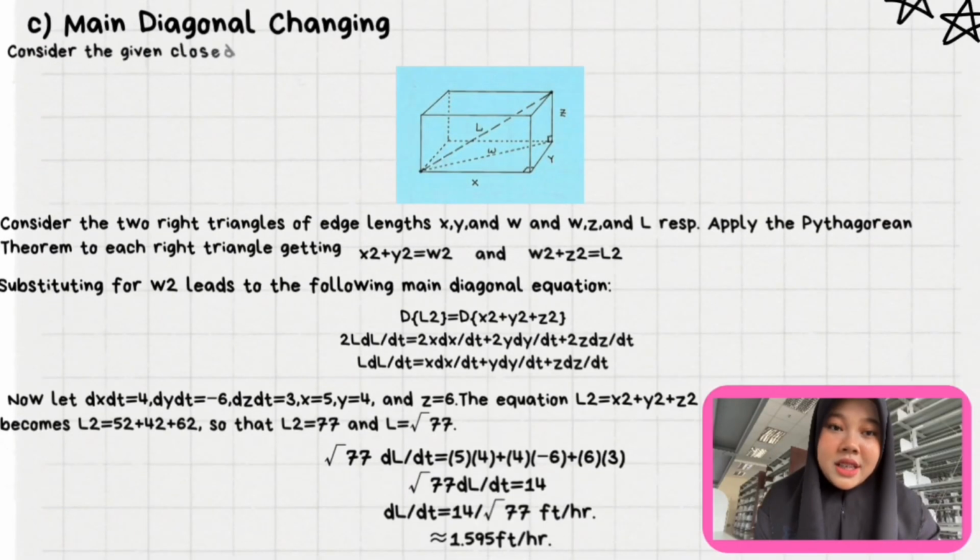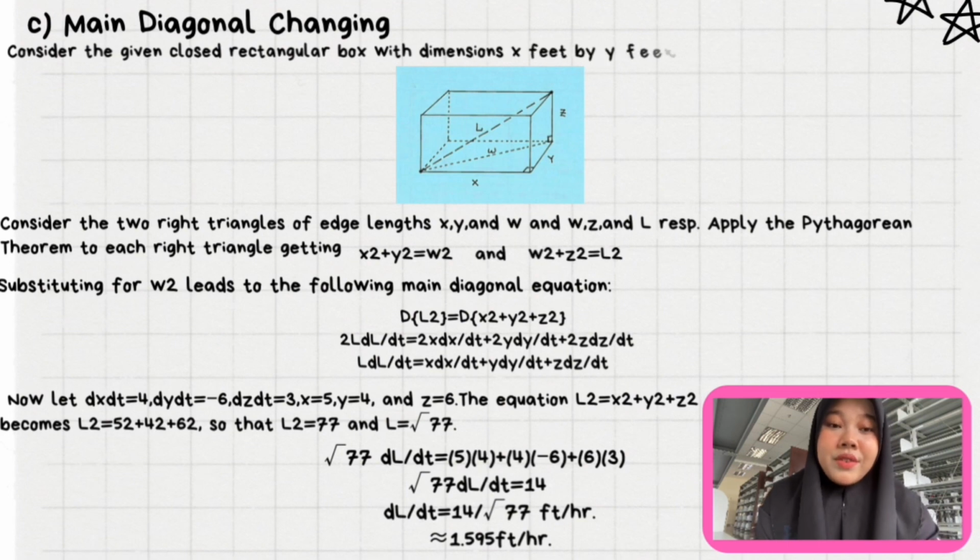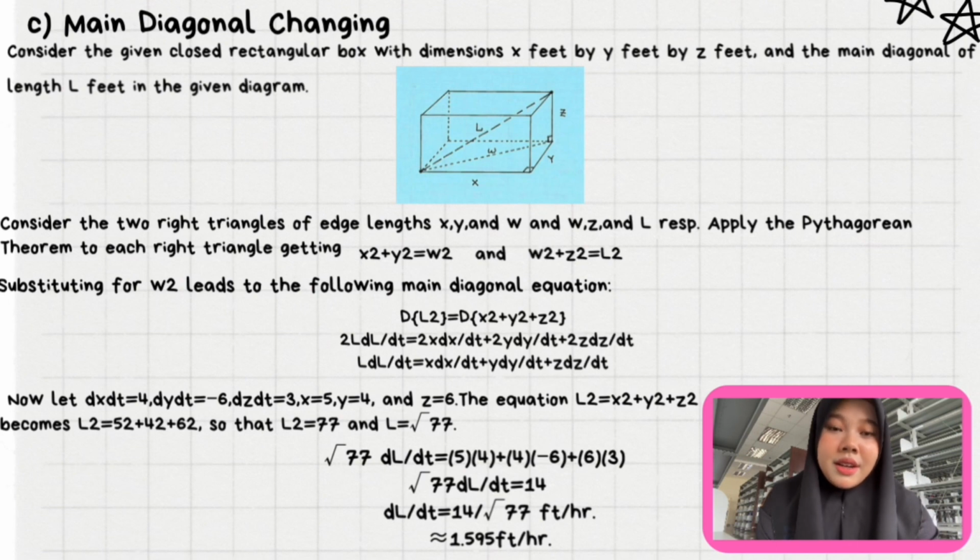C. Main diagonal changing. Consider the given closed rectangular box with dimensions x feet by y feet by z feet and the main diagonal of length l feet in the given diagram. Consider the two right triangles with side lengths x, y, and w, and w, z, and l respectively. Apply the Pythagorean theorem to each right triangle, getting x squared plus y squared equal to w squared, and w squared plus z squared equal to l squared. Substituting for w squared leads to the main diagonal equation, which is l squared equal to x squared plus y squared plus z squared.